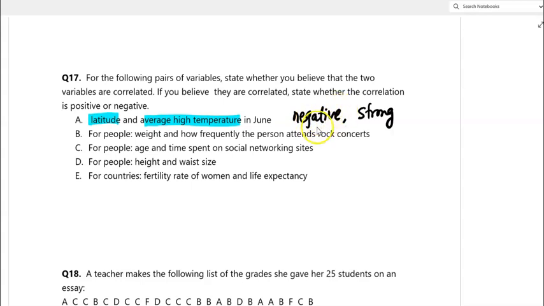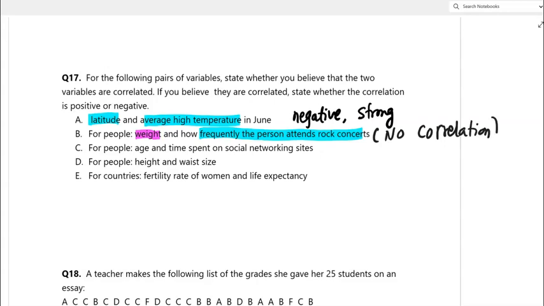Second question: people's weight and how frequently a person attends rock concerts. Two variables here: weight is one variable, the other variable is the frequency that a person attends rock concerts. I think there is no relation between weight and how often a person attends a rock concert. So I should say there is no correlation here. No correlation means no relation between the two variables.